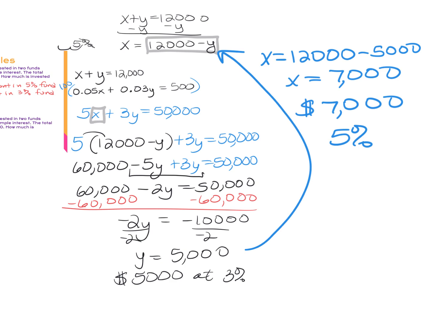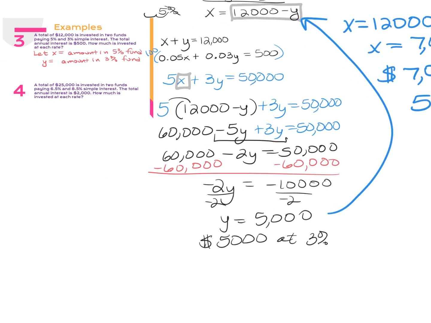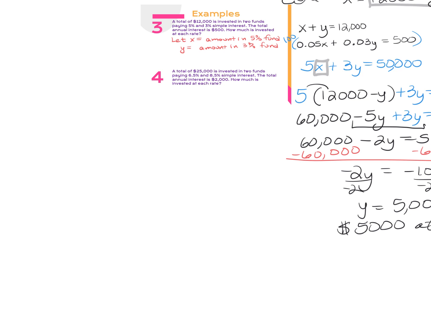Okay, so for number 4, I'm going to do exactly the same thing. Let me come over here to the side. I'm going to define my variables. So x is going to be the amount that's invested at the 6.5%, and y will be the 8.5. Now, it doesn't matter which one you declare as being x or y. Just remember what you do when you put it into the two equations.